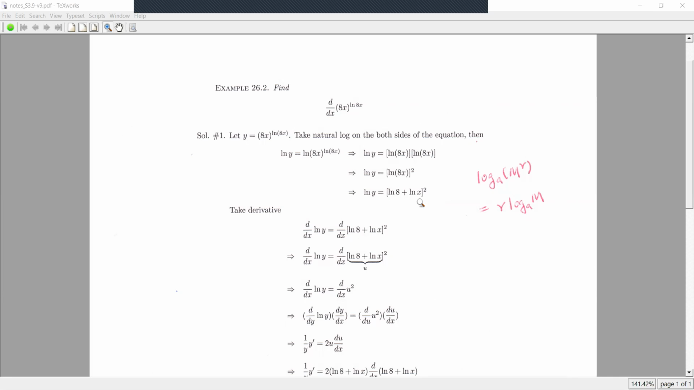Now, next, I take the derivative on this equation. Take derivative on both sides, then I have this equation. To compute this derivative, I want to simplify the function. I let u be natural log of 8 plus natural log of x. Then the function becomes u squared. Apply the chain rule to this derivative and to this derivative. Then I get this equation.